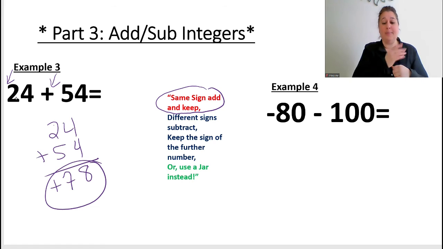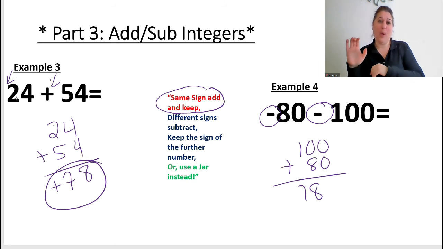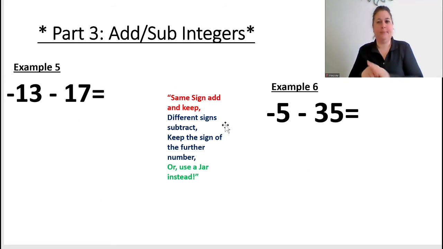Okay, and the next one, same signs. Ooh, they're the same signs. So 100 plus 80, that's 180. Keep the sign, negative. There we go, -180. All right, go ahead and practice this one. Press pause and come back to check your work. Go ahead.